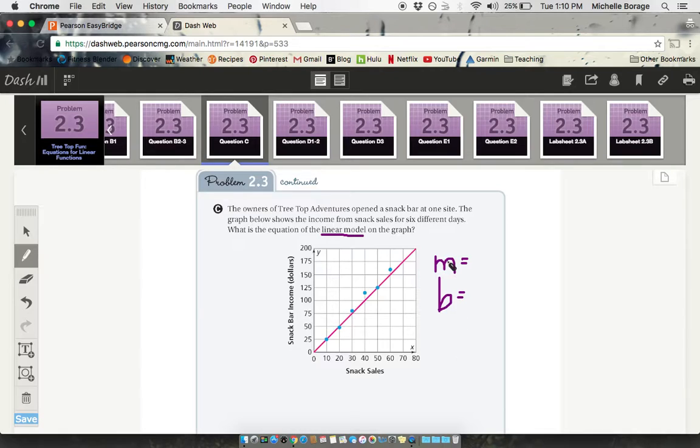When you find the slope, be really careful of what these scales are going by. They're not going by ones, and they're going by different amounts. So when you find your rise and your run, be really, really careful, okay? Go ahead and pause this, and you probably need just about 3 minutes to work on this part C.